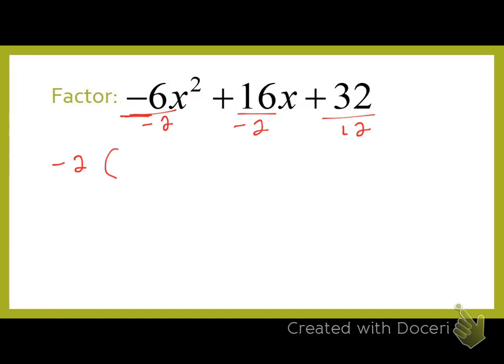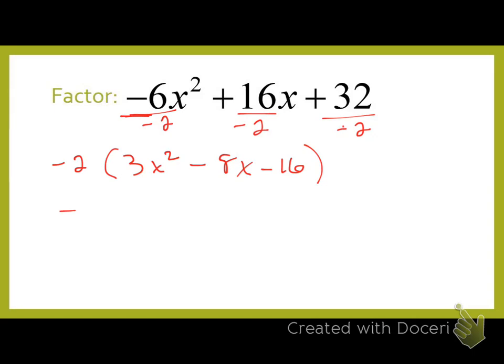So negative 6 divided by negative 2 is 3x squared. 16 divided by negative 2 is negative 8x. 32 divided by negative 2 is negative 16. Okay?